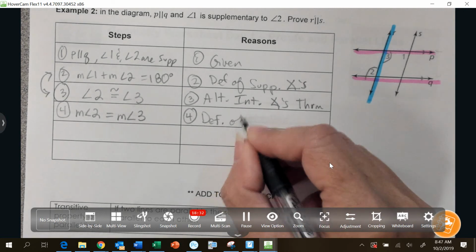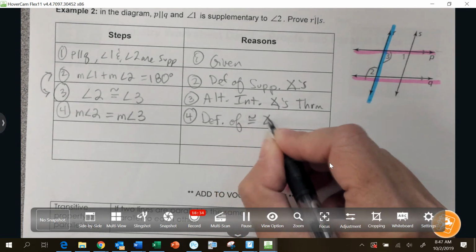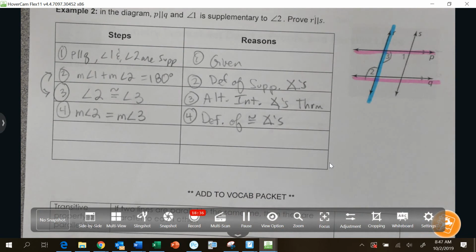Yeah, definition of congruent angles. Rukai, what you want? Nerds? Nerdy nerd? Okay.